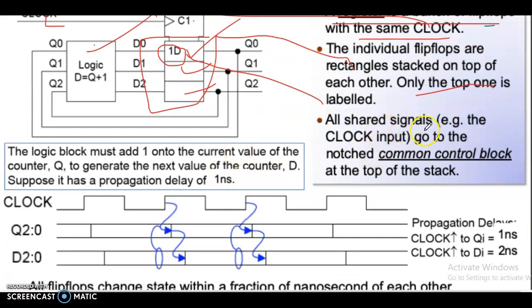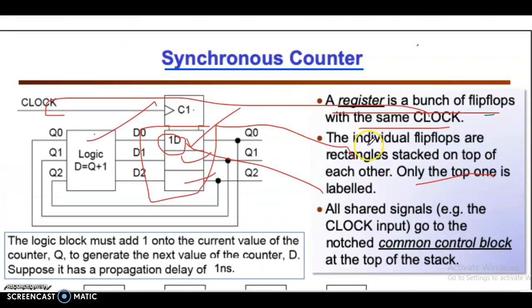All shared signals, for example the clock input, go to the notched common control block at the top of the stack.